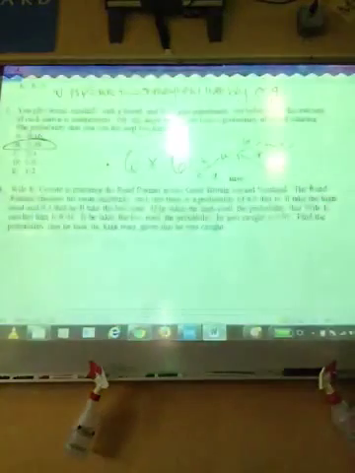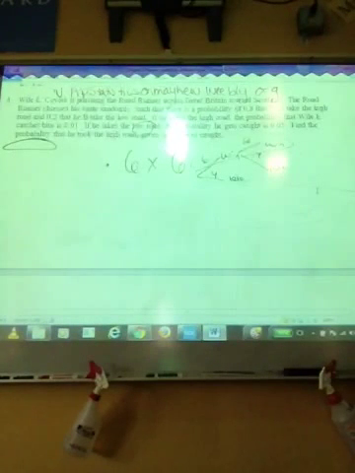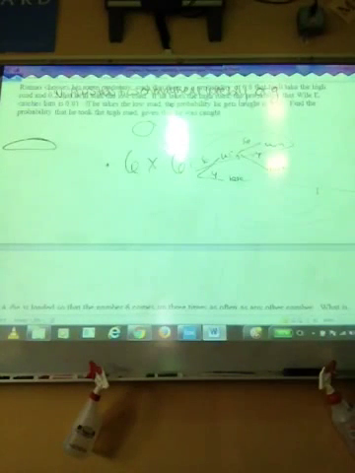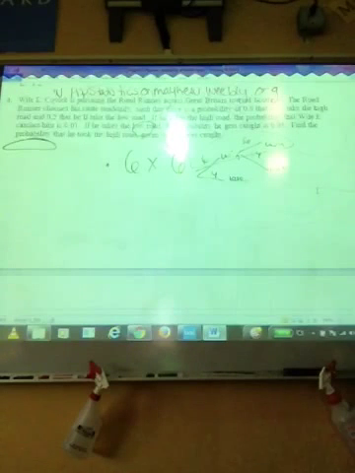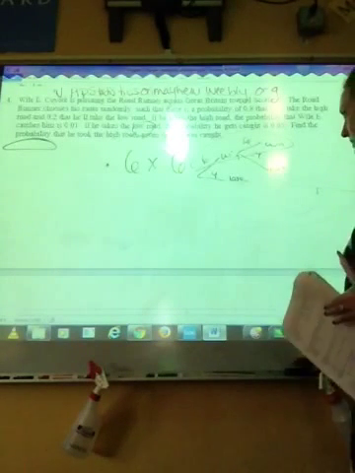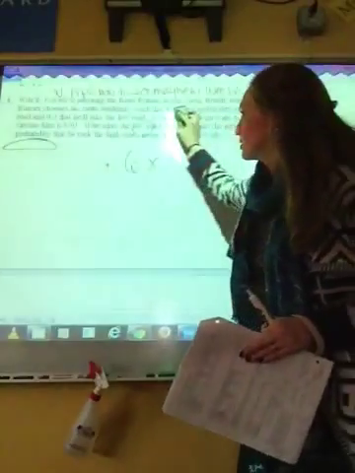Next one. I find that this is helpful to draw a tree diagram for. So maybe go ahead and attempt that first. You can check your answers with me here.